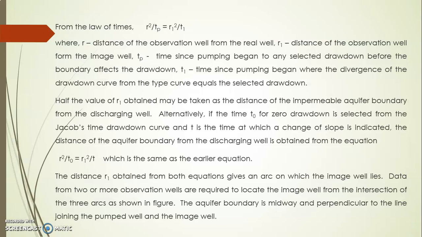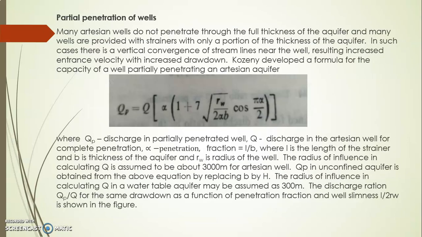Data from two or more observation wells are required to locate the image well from the intersection of the three arcs, as shown in the figure. The aquifer boundary is midway and perpendicular to the line joining the pumped well and the image well.